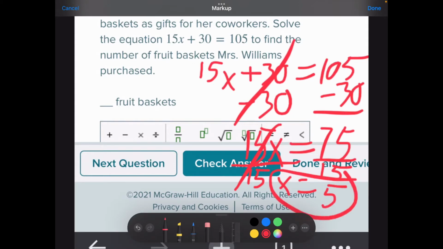But so what does this x represent? Well, the whole time we're finding x, and we need our answer over here is the amount of fruit baskets that Mr. Quick purchased. What does x represent? Well, x represents the amount of fruit baskets that Mrs. Williams purchased. Thank you very much. I'm going to do a few more.